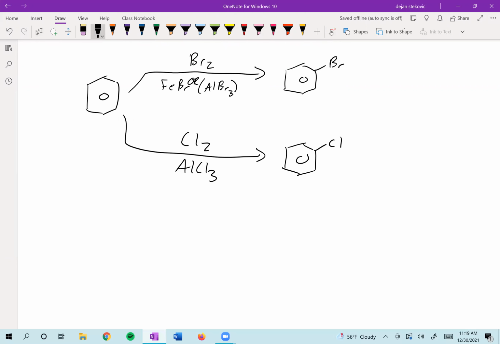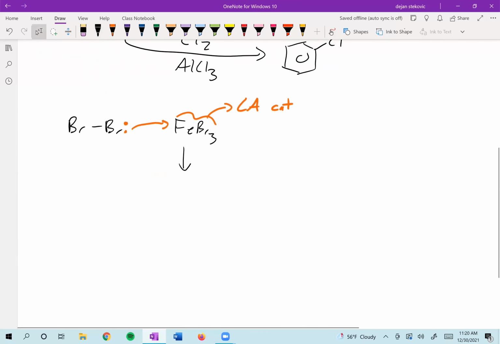And so the way that this works is that the Lewis acid acts as a catalyst and makes our halogen more electrophilic. So for example, we have our Br2, and then we have our FeBr3. That's our Lewis acid catalyst, the LA cat. And so what it's going to do is accept an electron pair. So this bromine has electron pairs right there, and it's going to attack our catalyst to form the following complex.